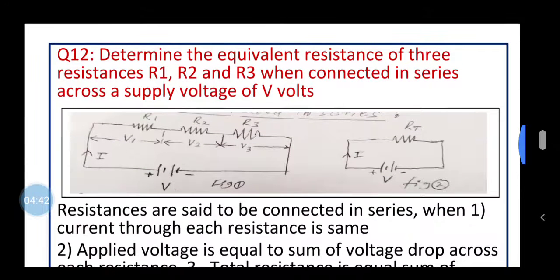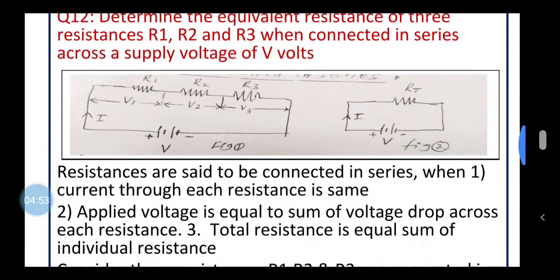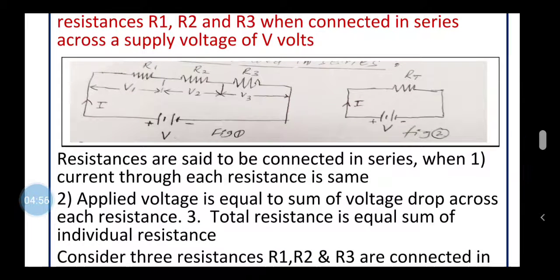Now the next question is question number 12: determine the equivalent resistance of three resistances R1, R2 and R3 when connected in series across a supply voltage of V volts. Ohm's law can be applied only to one resistance across which an input voltage of V volts is applied. But in practice, it is not possible to say that each circuit will contain only one resistance. So resistances can be connected in series or in parallel. If they are connected in series, how do we find the current, the voltage across each resistance, and the equivalent resistance?